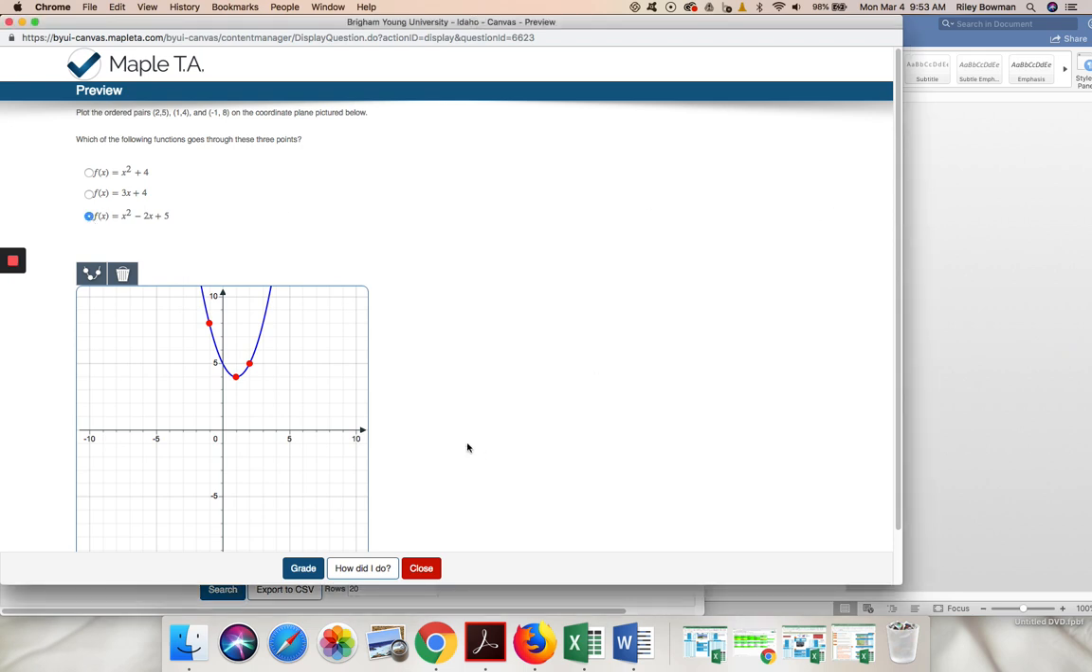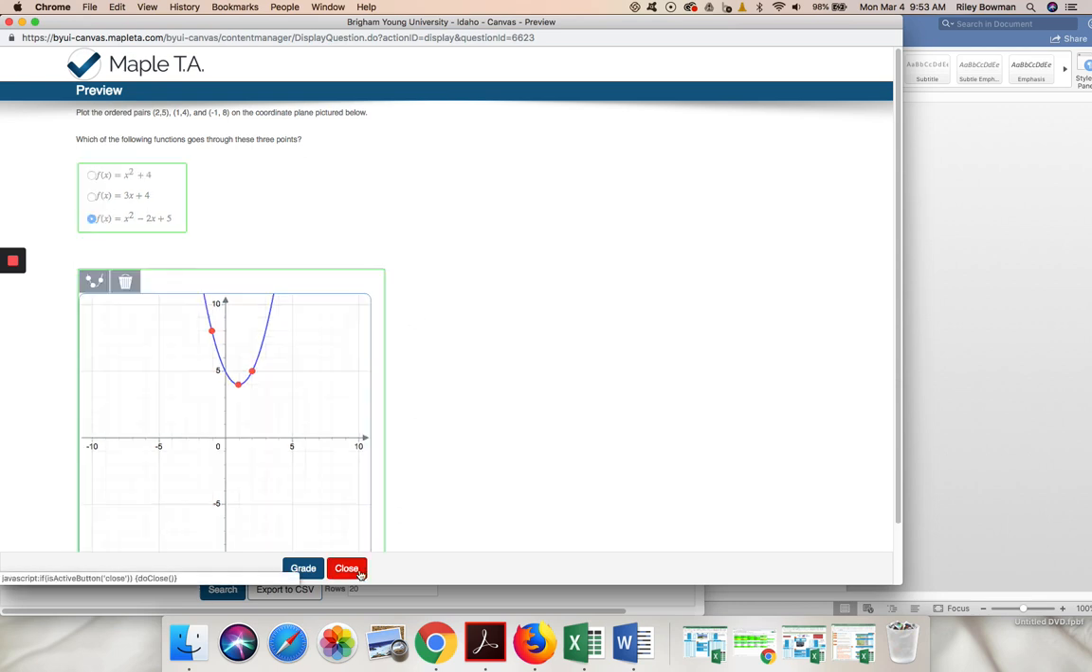If you're not comfortable with that, if you'd like to do some others, you could plug in a 1. 1 squared here is 1. 1 plus 4 is 5. The point 1, 5 is not on the graph shown. If I plug in 1 here, I get 1. If I plug in 1 here, I get minus 2. 1 minus 2 is negative 1. Negative 1 plus 5 is 4. 1, 4 is on the graph. So that one matches. I hope that was sufficient for this one.